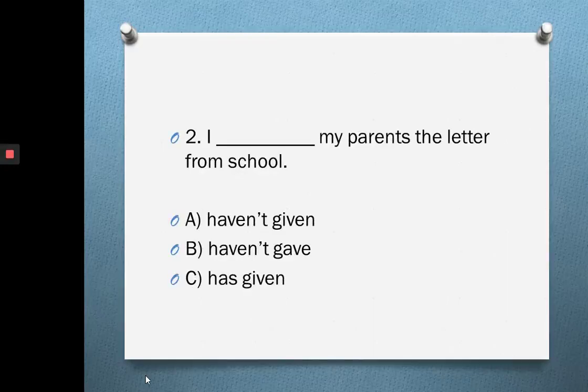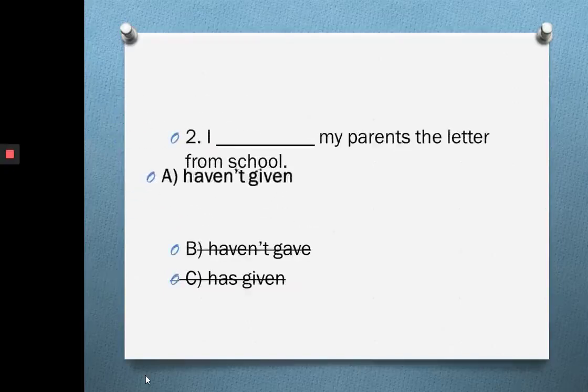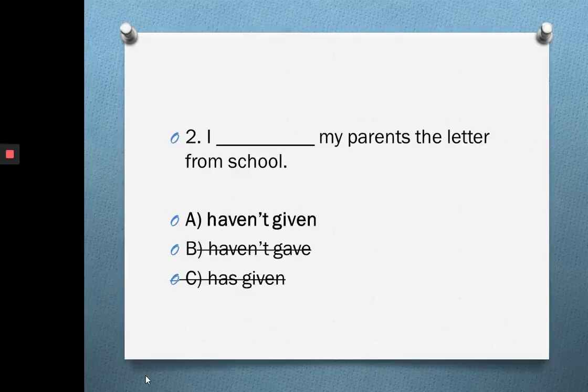Next one. I haven't given my parents the letter from school. I haven't gave my parents the letter from school. Or I has given my parents the letter from school. What do you think is the correct answer? Copy the sentence. And the answer is A. I haven't given my parents the letter. Znači nisam im dala pismo. Vjerovatno nisu baš neke pozitivne vijesti u njemu.